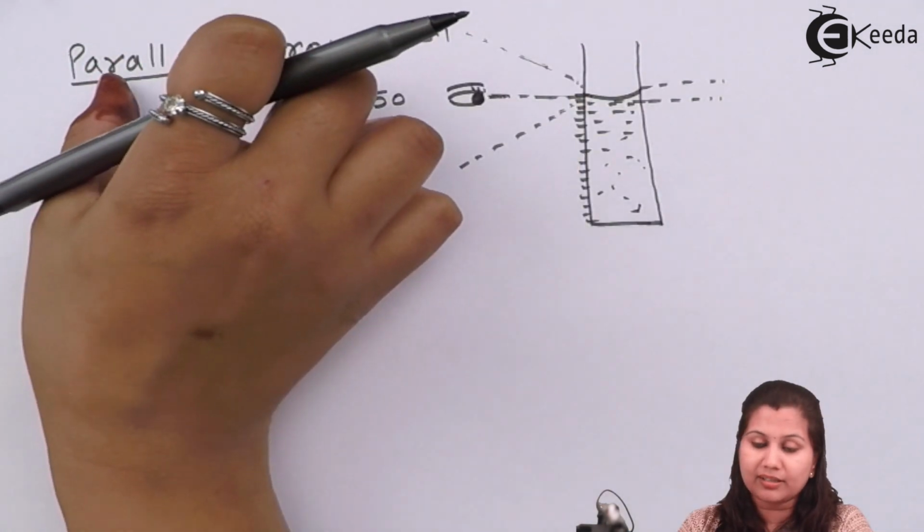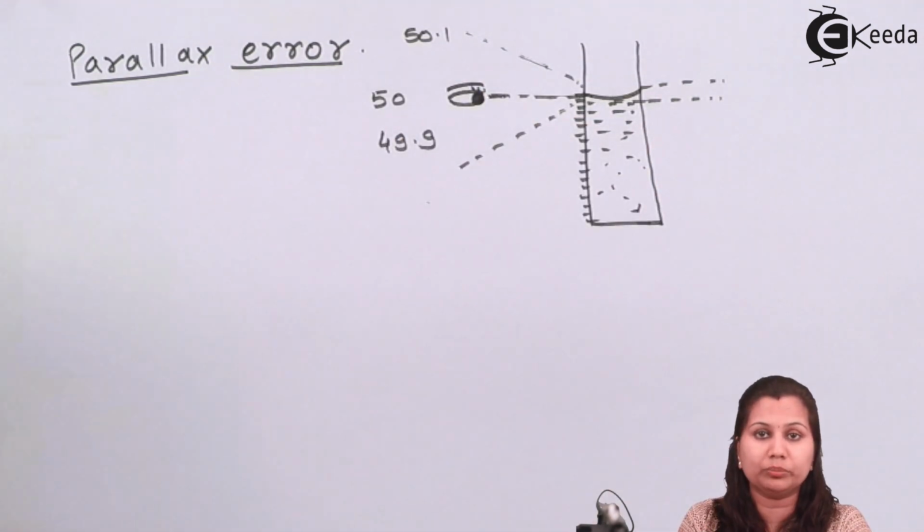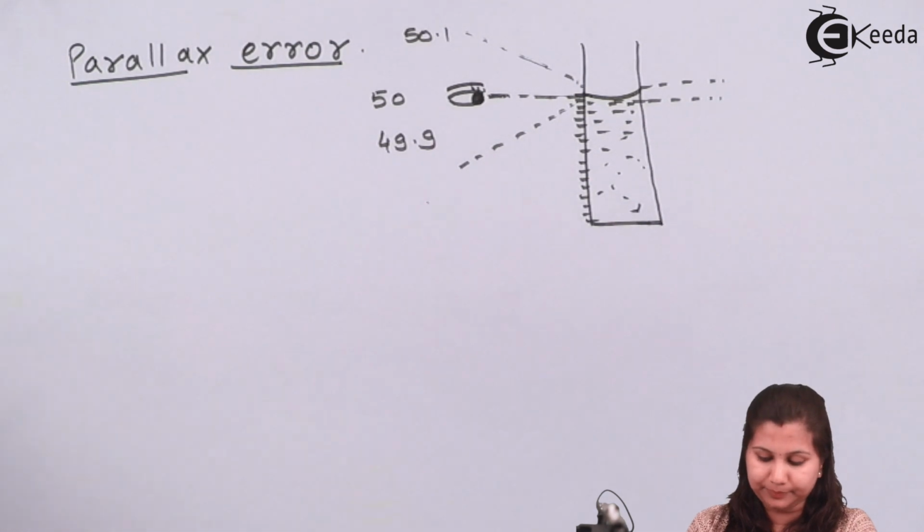That type of error is called the parallax error, and this error occurs due to the mistake of the human. That is why it is a type of gross error.